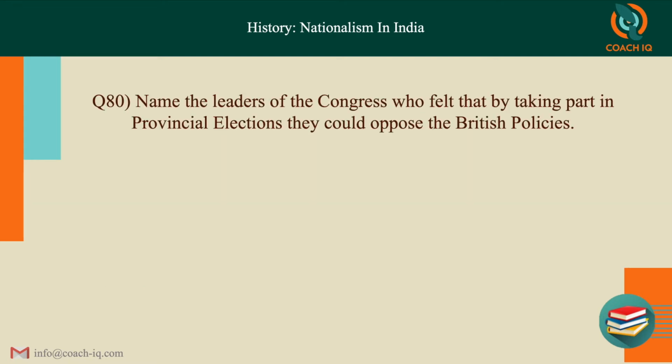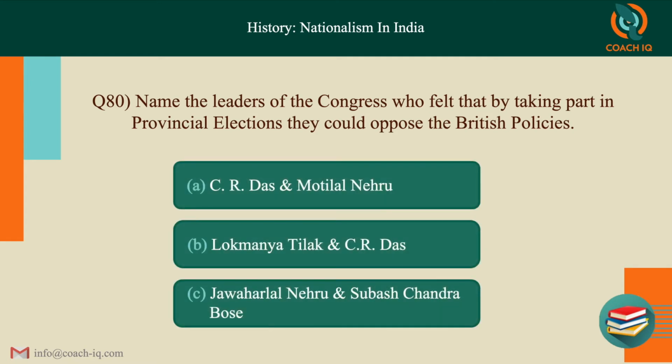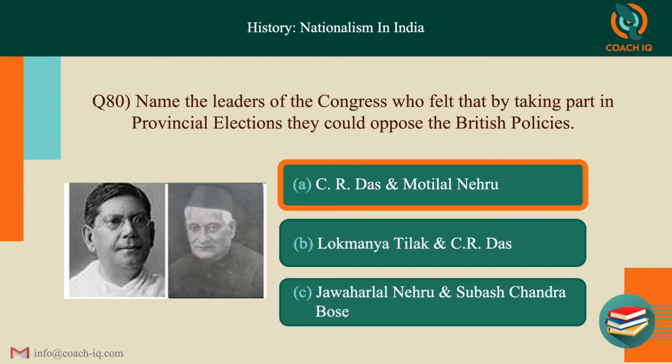The next one. Name the leaders of the Congress who felt that by taking part in provincial council elections, they could oppose the British policies. That is, leaders who wanted to participate in the elections so that they could say that these British policies are wrong and oppose them. Three options. The answer is C.R. Das and Motilal Nehru.